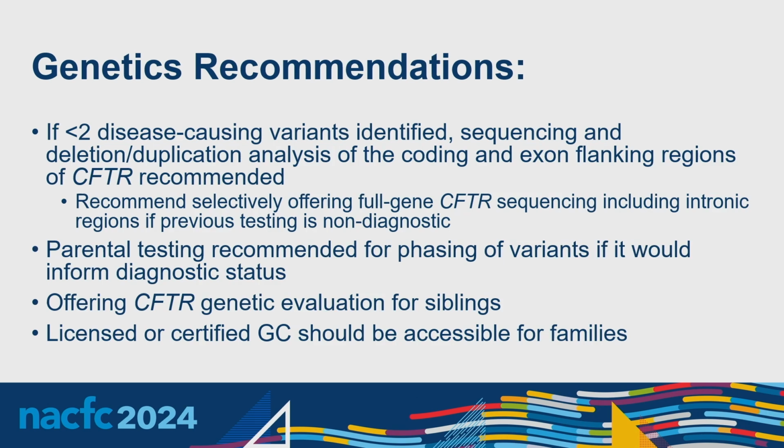So the next recommendation under genetics is that CFTR genetic evaluation for parents of people with CRMS/CFSPID is recommended when phasing the CFTR variants would inform the diagnostic status of the individual. Parental testing can often help determine if the variants are in cis, so on the same copy of the gene, or in trans, on opposite copies of the gene. And this can be very helpful for the patient themselves, but can also impact reproductive decision-making and risks for parents of the individual with CRMS/CFSPID and also their family members, like siblings.